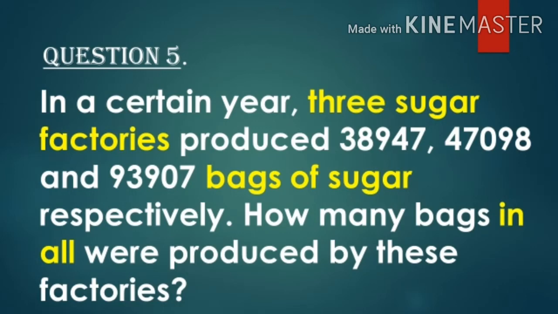In a certain year, 3 sugar factories produced 38,947, 47,098, 93,907 bags of sugar respectively. It means the first factory produced 38,947 sugar bags, the second factory produced 47,098 sugar bags and the third factory produced 93,907 sugar bags. Now you have to find how many bags in all were produced by these factories.